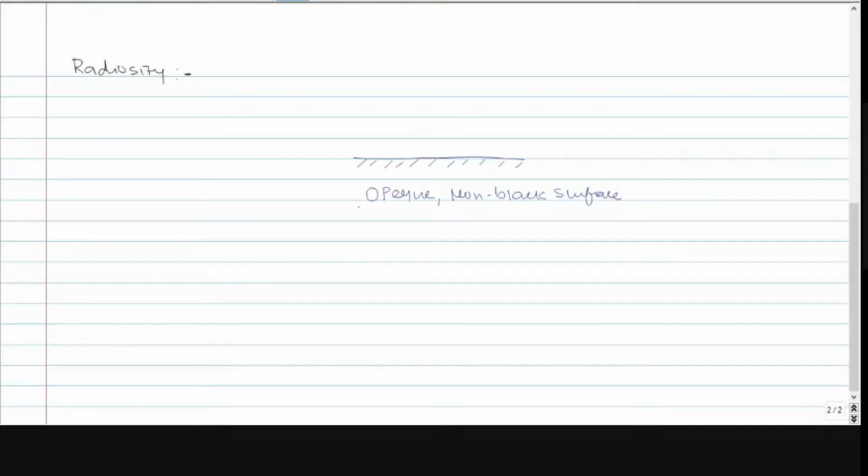So what are the characteristics? I'm taking opaque. The meaning of an opaque surface is tau equals 0. And non-black means alpha does not equal 1, because if you consider black surfaces, then the absorptivity is 1. And if you do not consider opaque surfaces, then some of the energy will transmit through the surfaces.